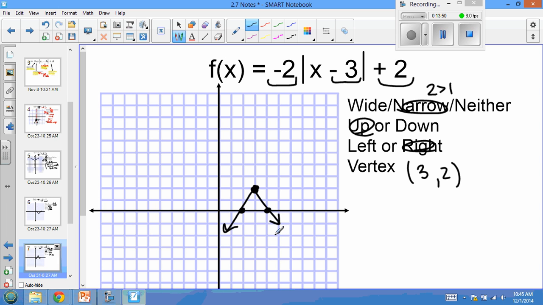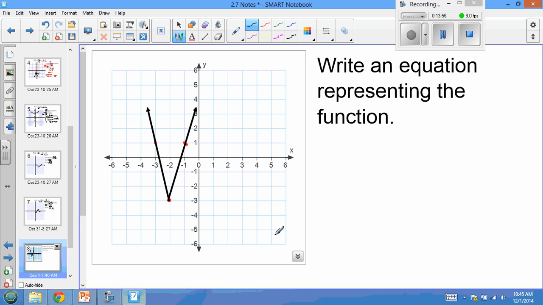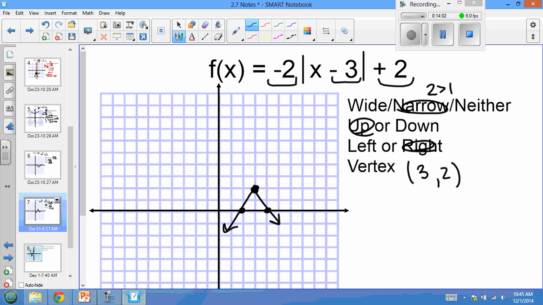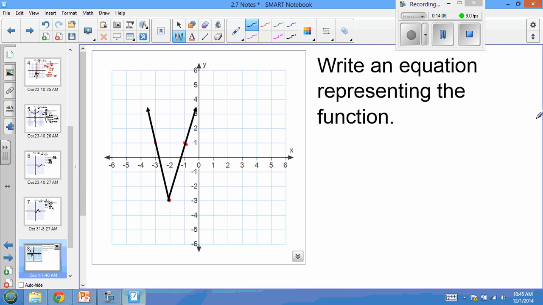Okay, I need you to flip to the back side of your notes. These aren't on there, but I need you to follow along because this will be on your homework. Okay, so we're going to write an equation representing our function. So before, they gave us the equation and we graphed it. And we always found our vertex first. So when I'm writing my equation, first thing I'm going to do is identify my vertex, which if you look, is negative 2, negative 3.